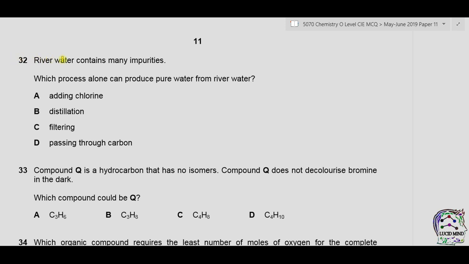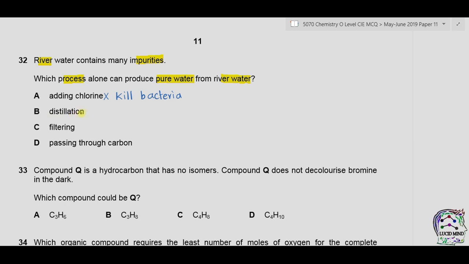Question 32. River water contains many impurities. Which process alone can produce pure water from river water? Part A is adding chlorine. Now chlorine can be used to kill bacteria that are present in water. It cannot remove any other impurities whether they are soluble or insoluble. So part A is incorrect.